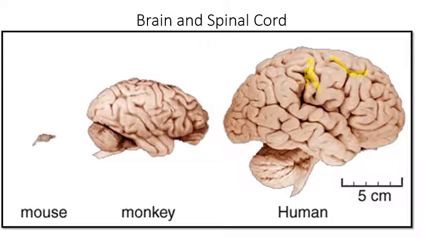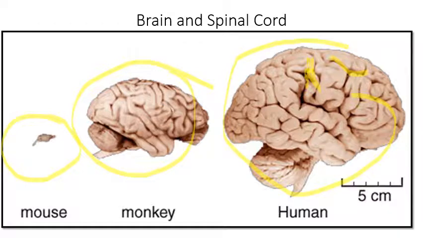So take a look at this. This is the human brain. This is a monkey brain, and this is a mouse brain. I think everyone would agree that a human is smarter than a monkey, and a monkey is smarter than a mouse, and a human is much smarter than a mouse. But notice that the brains are not just different sizes, but they also have different degrees of folding. The mouse brain is not only small, but it is also not really folded at all.